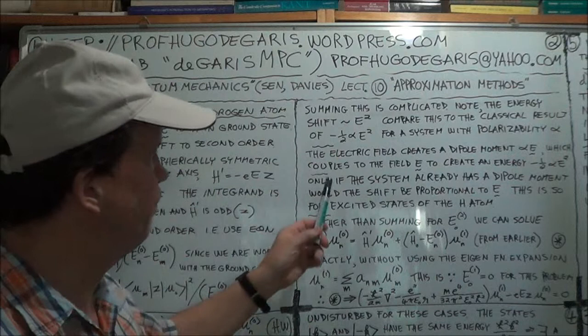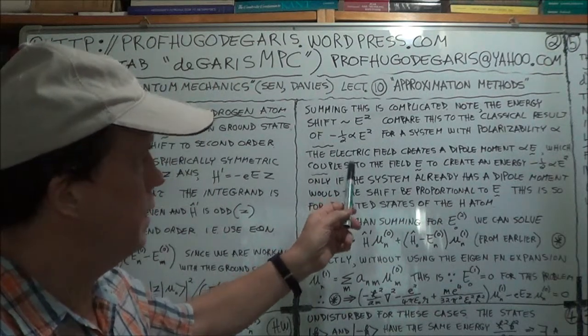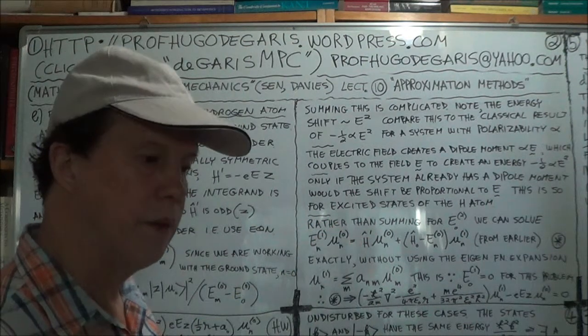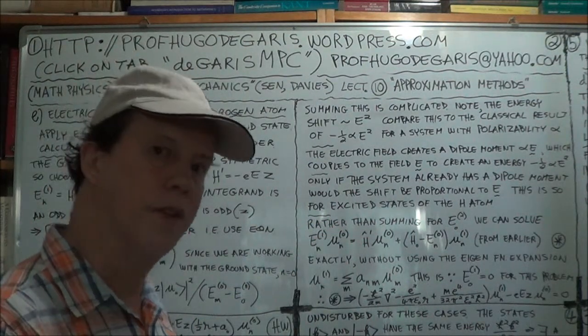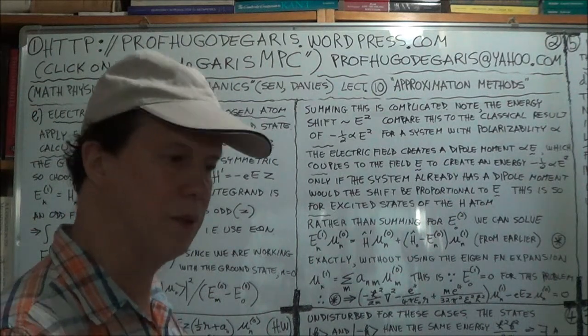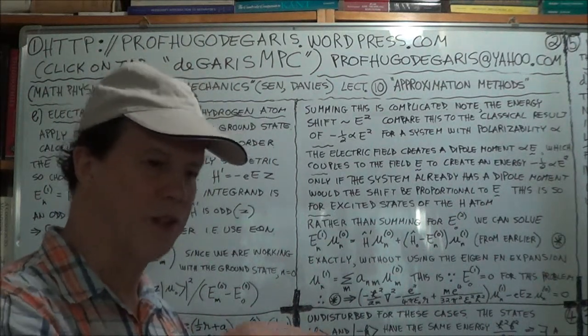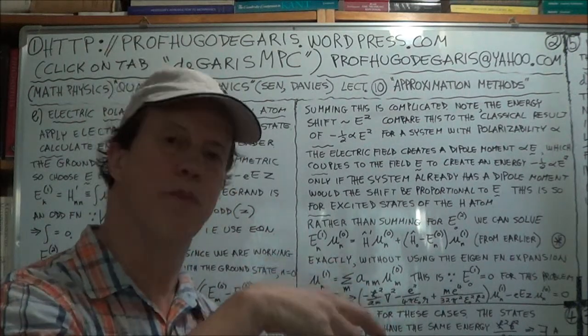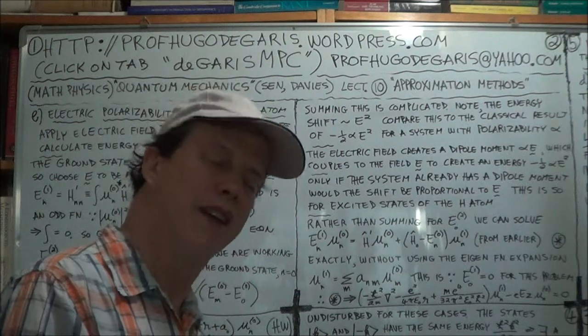Now, when you're talking about the ground state energy, your wave function is symmetric, spherically symmetric. So the polarizability is 0. Right? There's no concentration of charge at one end and lacking negative charge at the other end. There's no pole. There's no polarizing at all.